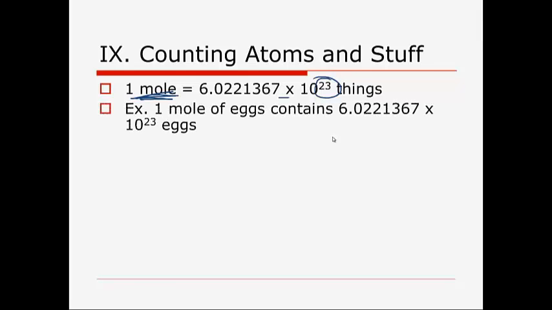Okay. So, 1 mole of eggs. A mole is basically just like a dozen. If you had a dozen eggs, you'd have 12. If you have 1 mole of eggs, you have 6.0221367 times 10 to the 23rd eggs.